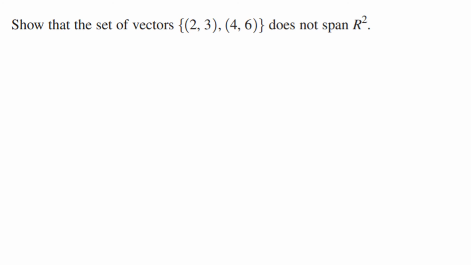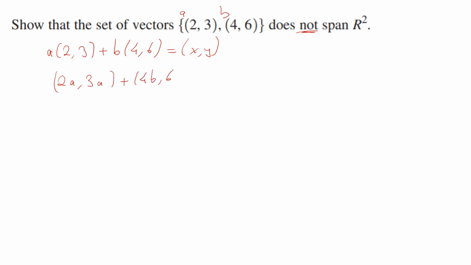So let's say this time we need to show that a set of vectors does not span R squared. So how do we differentiate that? We will apply the same process. I'm just going to put the scalars a and b in front of it. So now I'll have a times (2, 3) plus b times (4, 6), and this will equal any coordinates on my R squared. Now I'm going to distribute the a into the brackets. So I have 2a, 3a, and then 4b, 6b, and that equaling x and y.